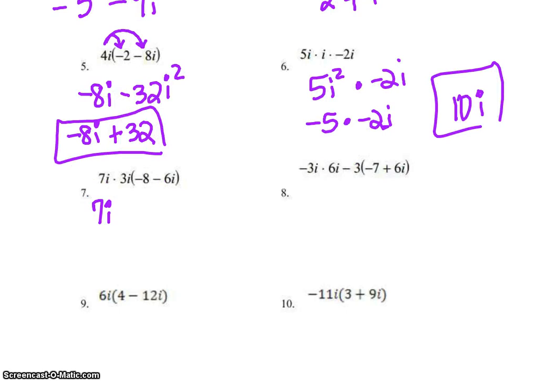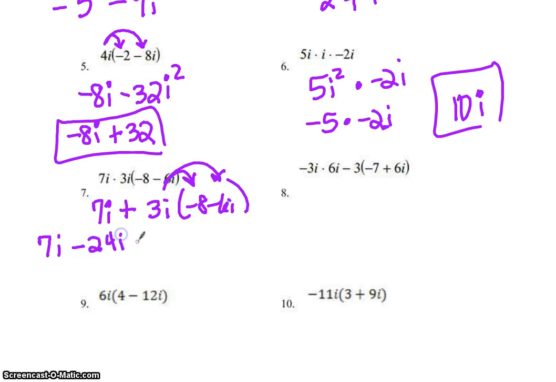Looking at number 7, I want to start by changing your problem so that this is a 7i plus 3i times negative 8 minus 6i. So just make that change. So you're going to distribute your 3i. So bring down your 7i. 3i times negative 8 is going to be minus 24i. 3i times negative 6i is minus 18i squared. That minus 18i squared has to change to plus 18. 7i minus 24i is going to be negative 17i plus 18.